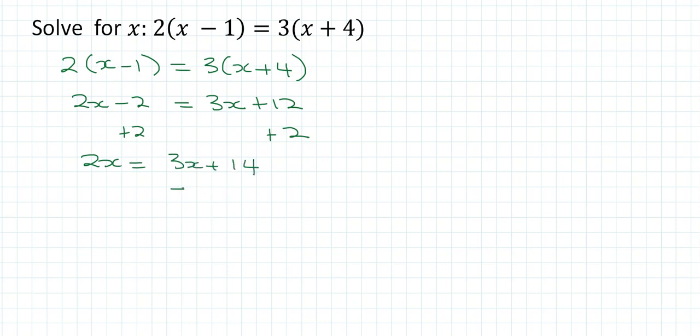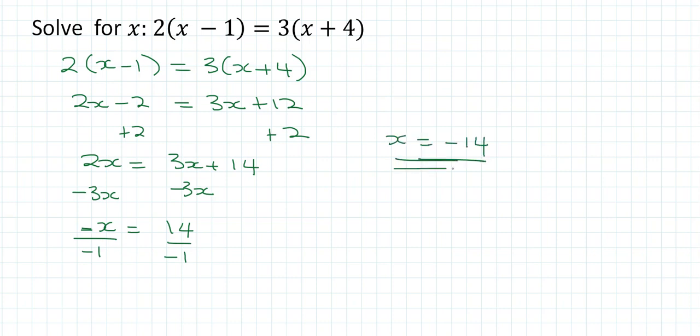And now I'm going to take the 3x out of there to the left-hand side. So we're subtracting 3x. I want you to always remember that we use the opposite. We switch the signs and keep the term the same. We don't change the quantity on the term. We just switch the signs. So 2x minus 3x is negative x. And then we have 14. Now we want to solve this. We're going to divide both sides by negative 1. So x is equal to negative 14.